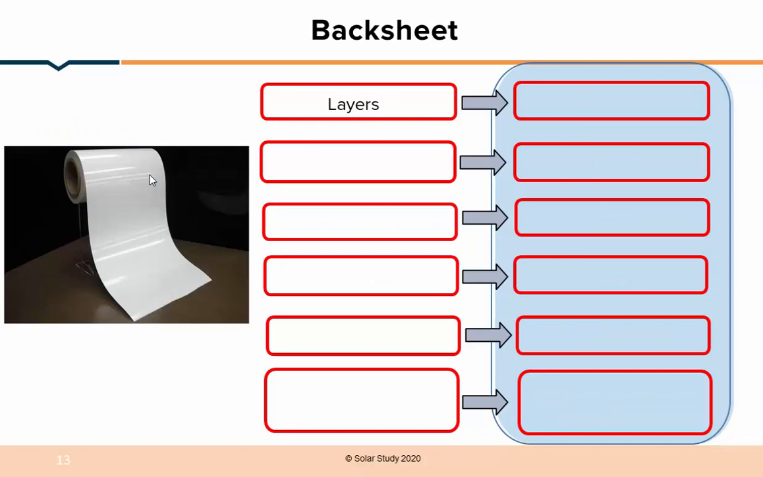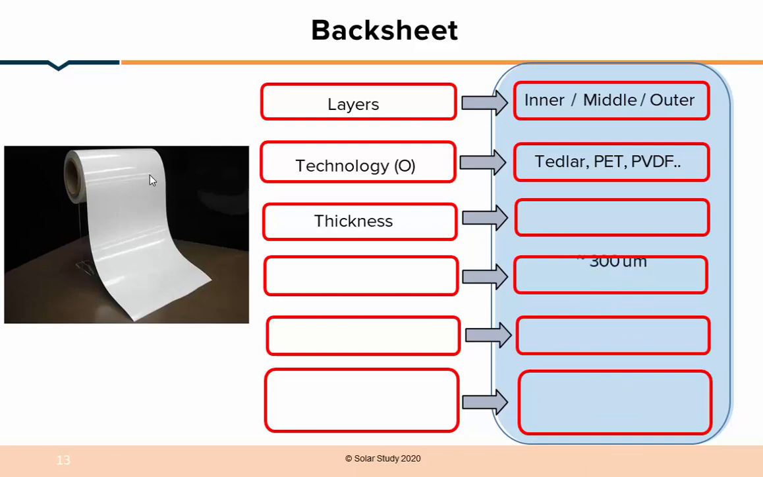Then we will see the backsheet, what all it contains. The backsheet is used in three different layers: an inner layer, a middle layer, and an outer layer. What is the technology? It is made of Tedlar, polyvinyl chloride kind of thing, PVDF and PET. These technologies they have used. How much thickness? It is around 300 micrometer. What is the WVTR? That is 1 to 3 gram per meter square per day.